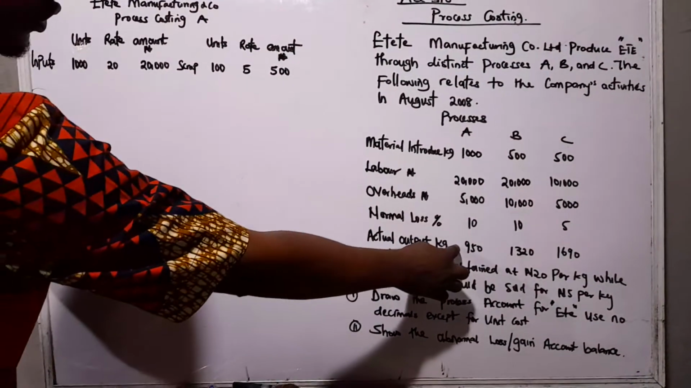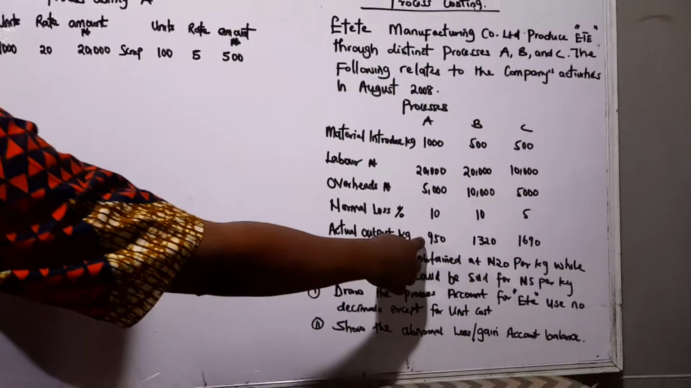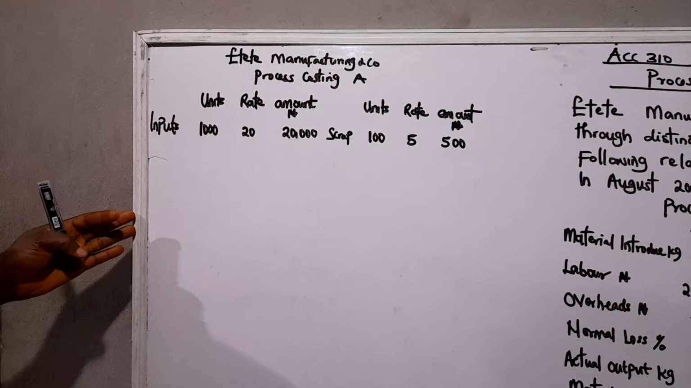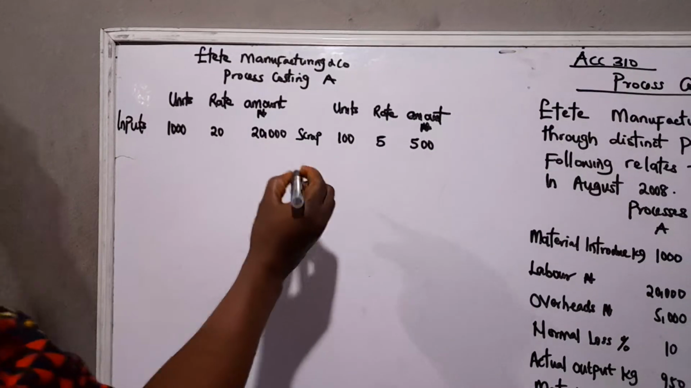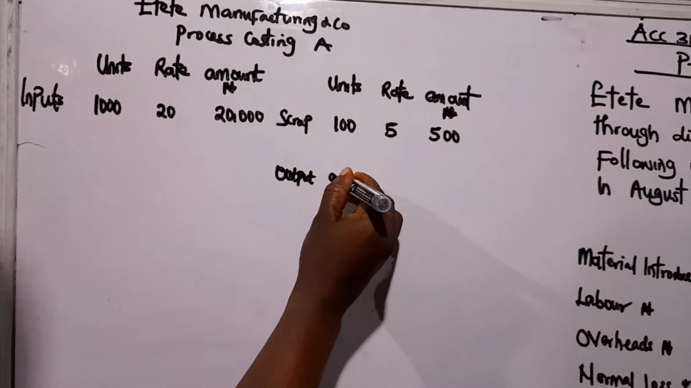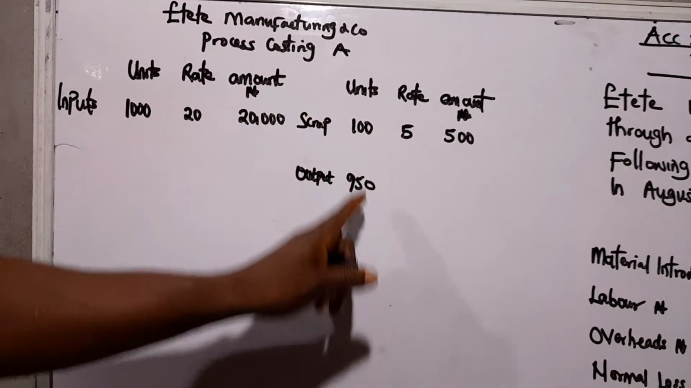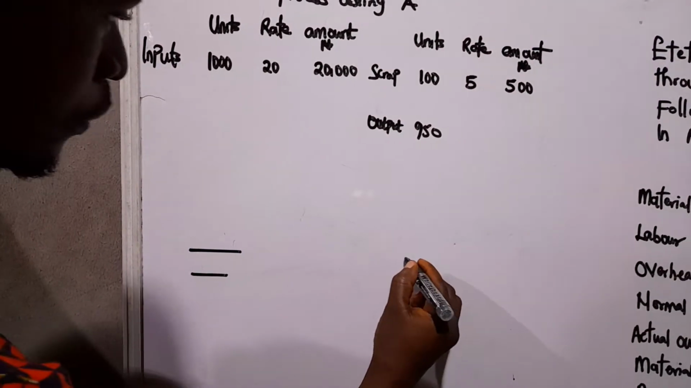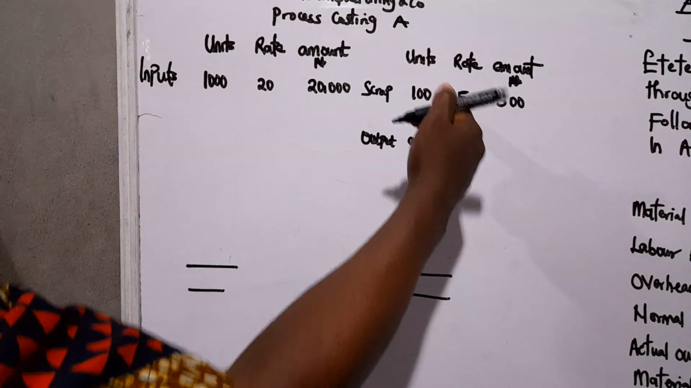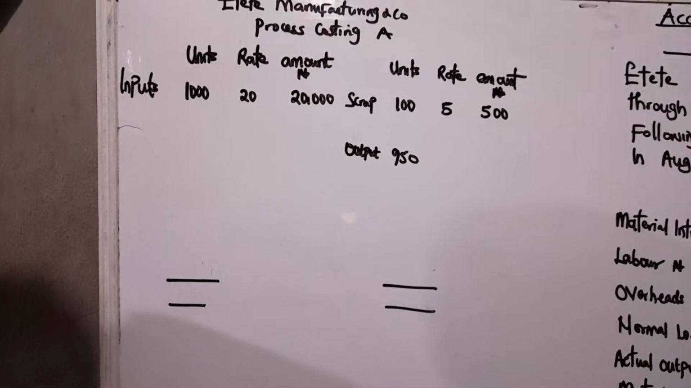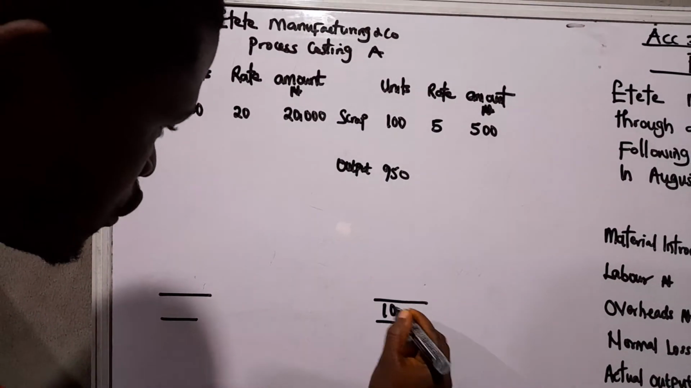Now, the next thing I will look at. What do I need again? Do I have output? Now I have an output of 950 kg. So of this 1000 units that was received, after passing the normal process, 950 was transferred. So I'll bring in my output here, 950. You can see I put it under the units column. Then let's balance the units. So 100 plus 950 gives me 1050 units.